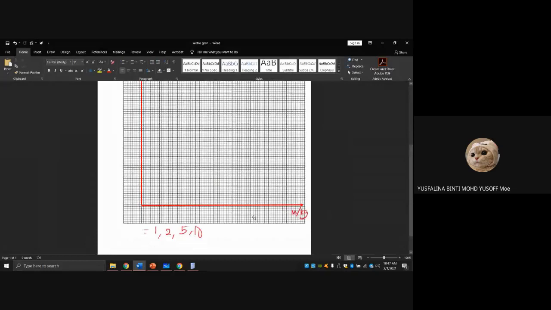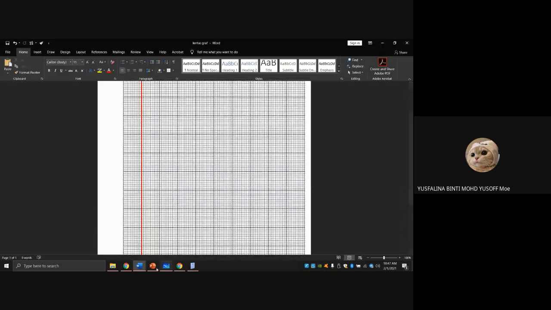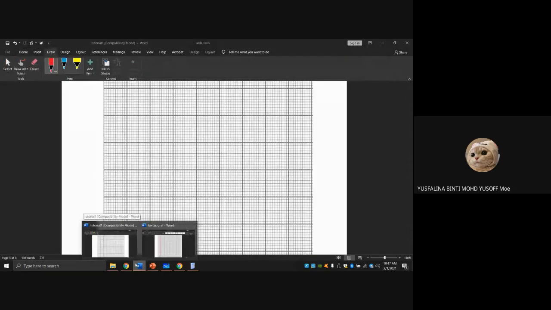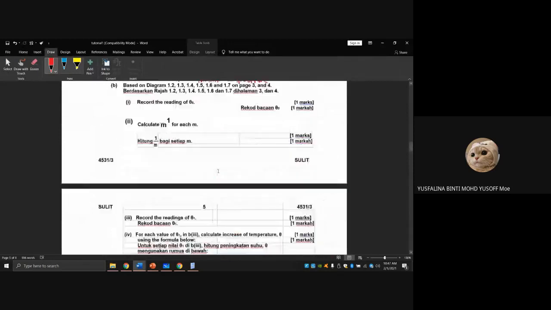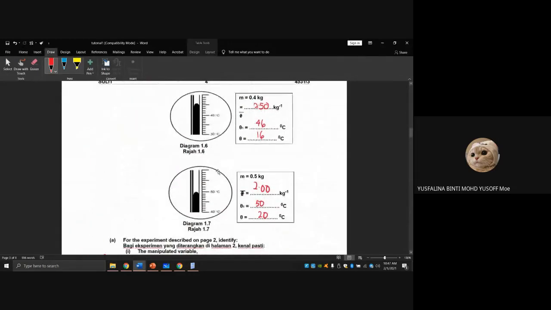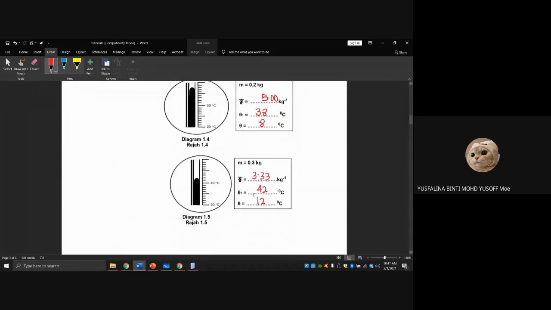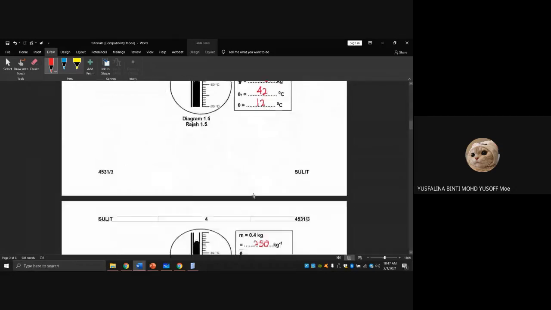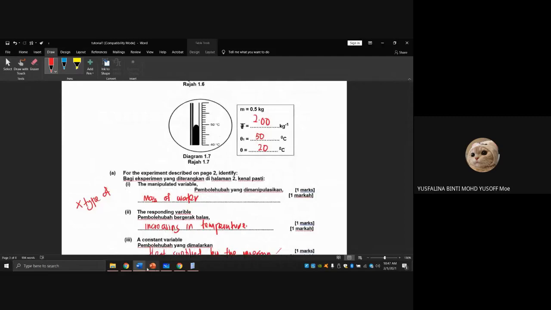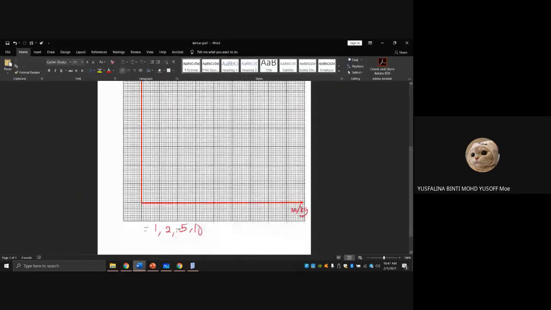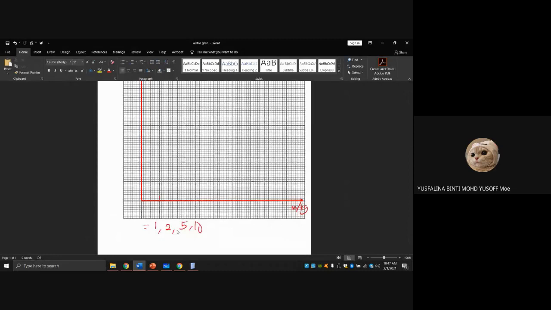So for this one, you have to see your reading first. For the x-axis, the maximum value is what? You have to see your reading first. The x-axis is m, right? So 0.1, 0.2, until 0.5. So what is the scale that we should put here? This one I will teach you first. So this is 0.1, 0.2, 0.3, 0.4, and 0.5. So this is the scale for the x-axis.